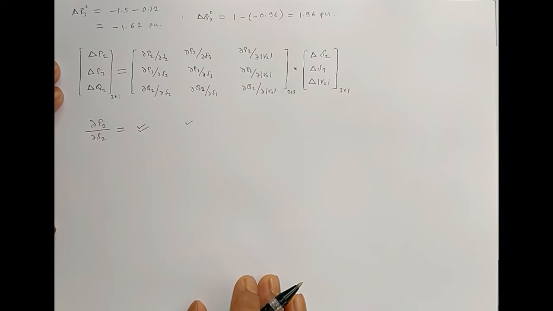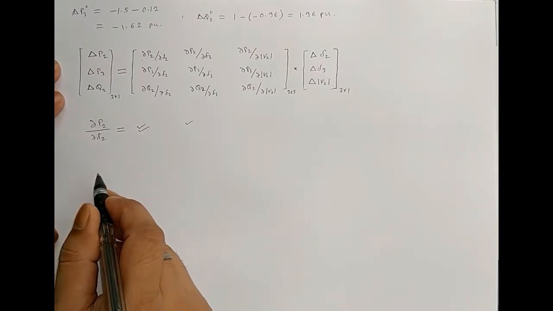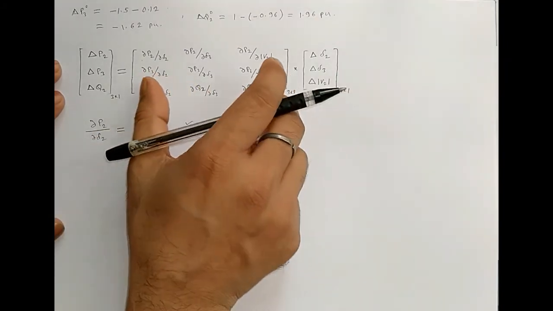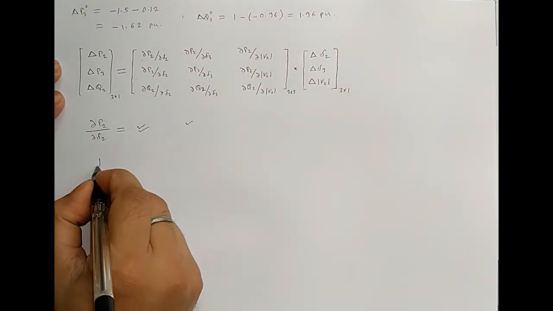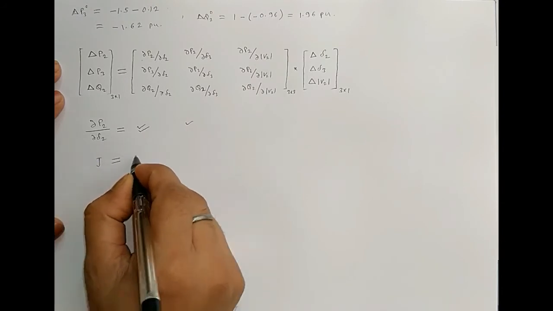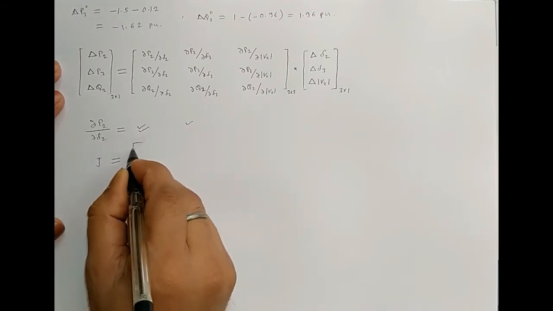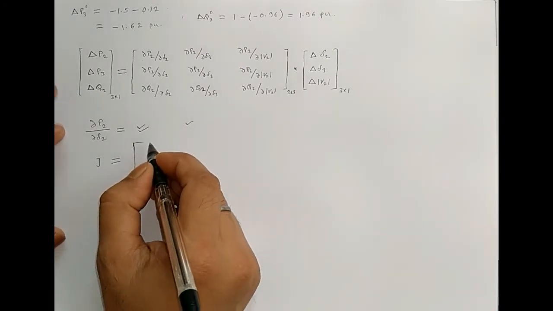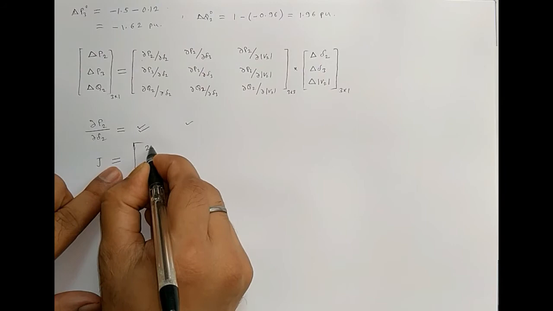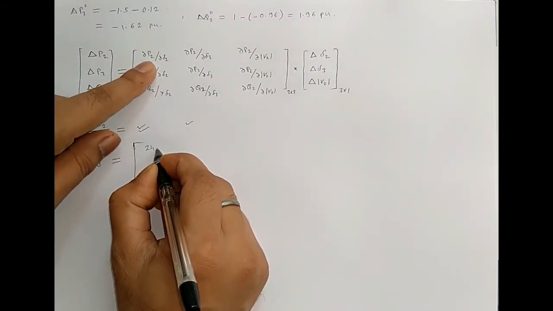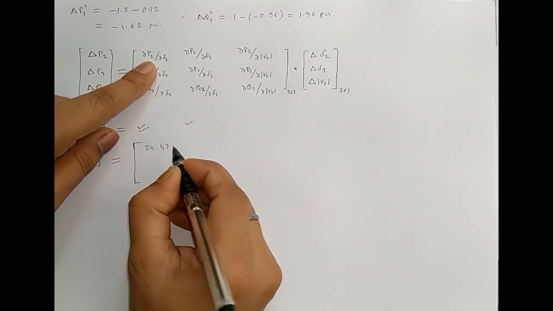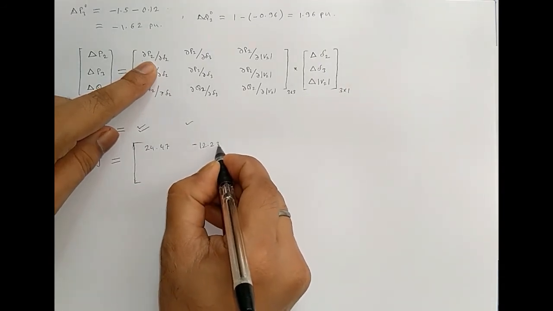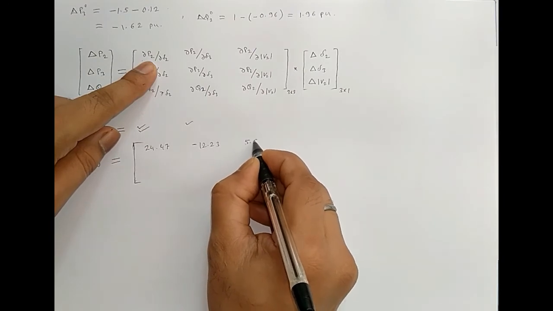Now, it is not possible to derive all the portions in this lecture. So after calculating, you will get this Jacobian matrix J by putting in all the known and assumed values. You will get this term as 24.47. This will be minus 12.23, and this will be 5.64.